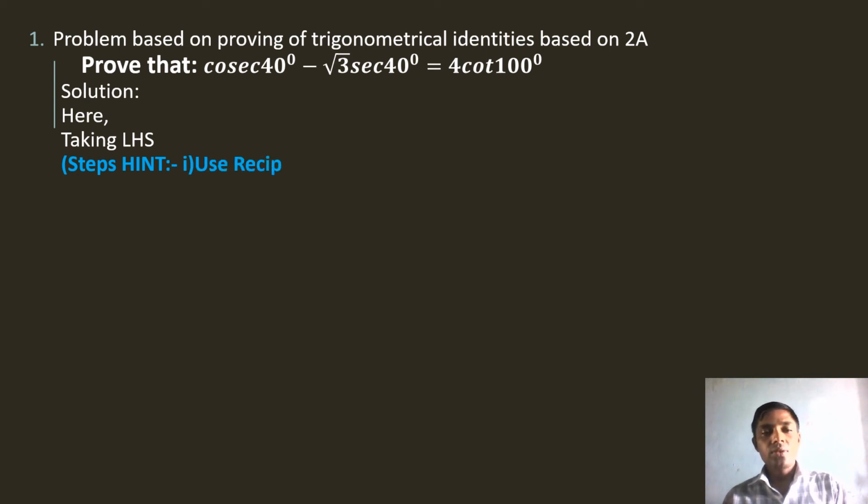The first step is to use the reciprocal relation, because here we have cosec equal to 1 by sine and sec equal to 1 by cos. So we can get everything in sine and cos format. Then second, use tan theta: convert tan theta into sine theta upon cos theta.